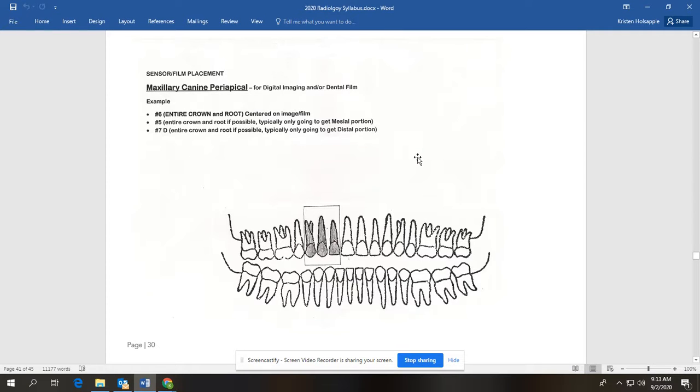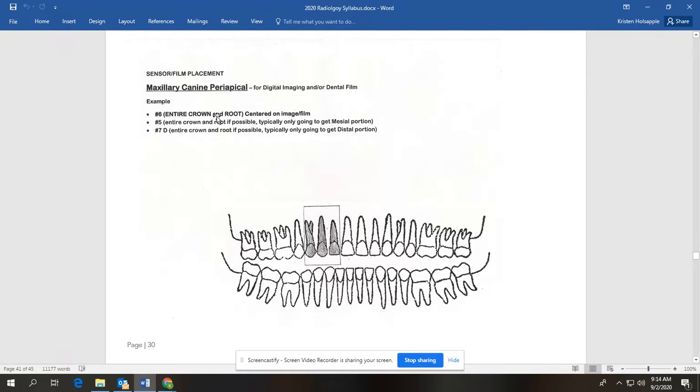Hi, we're going to do a training on sensor placement or film placement for the patient's mouth. This is what the student is going to be doing. When the dentist or instructor, mainly the dentist, is grading or evaluating the student, this is what we're going to be looking for in each image. So we're going to start with the maxillary canine periapical.